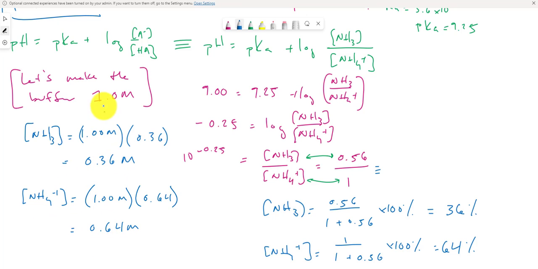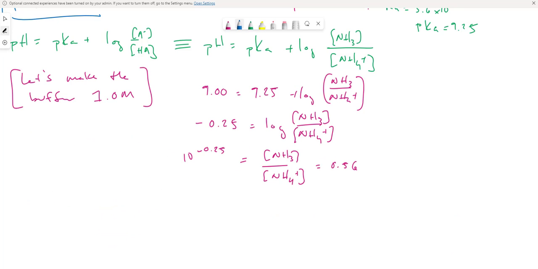Together, these add up to 1 molar, so our buffer concentration is 1, and the ratio of these two things gives us a value of 0.56, which is what we need to maintain a pH of 9. So that's an example. That's the first way that you could translate this ratio into a real concentration.